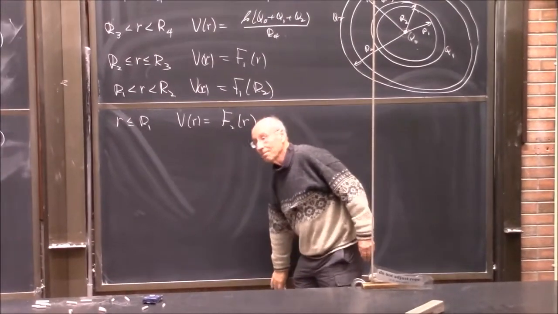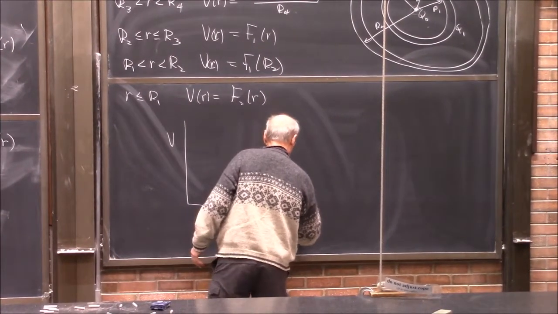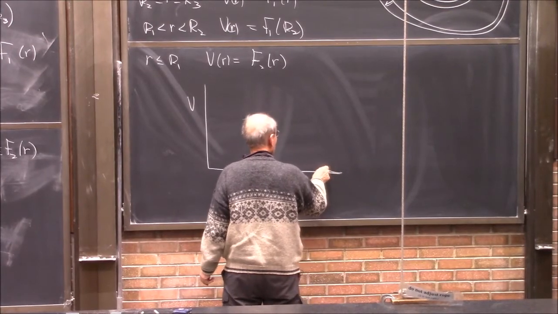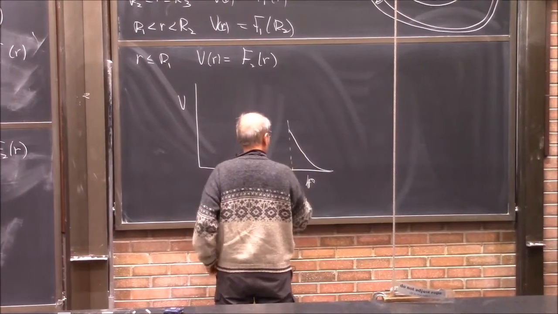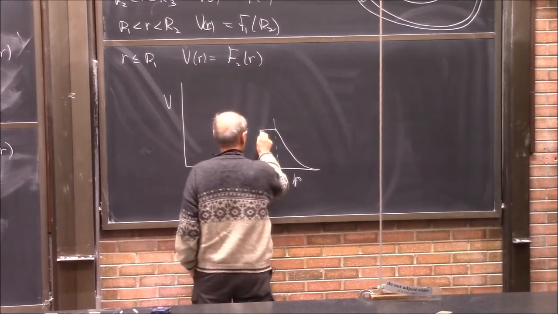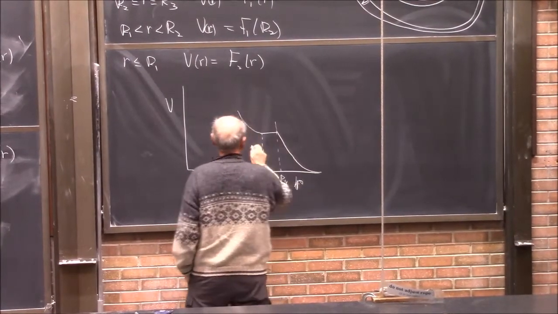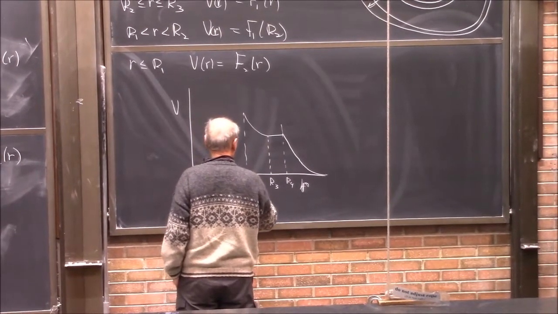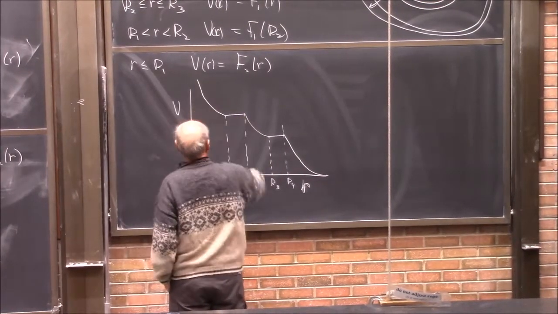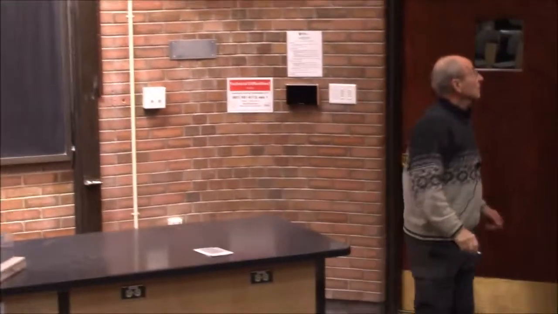So what does the graph look like? If you made a graph of V versus R, it starts out here at infinity, where V is 0, and rises like that until you reach the point R4. It is then flat, no change, until you reach the point R3. And then it rises until you reach the point R2. And then it is flat until you reach the point R1. And then it rises. So that'll be what the voltage looks like as a function of R.